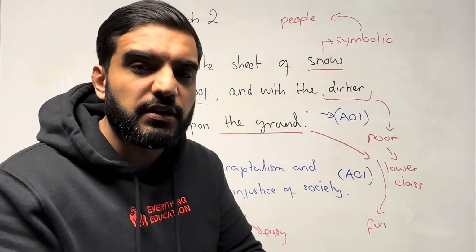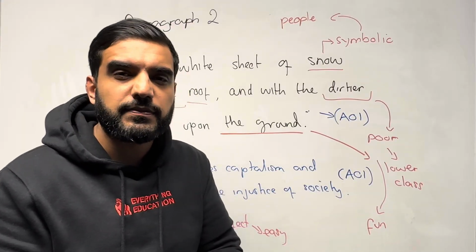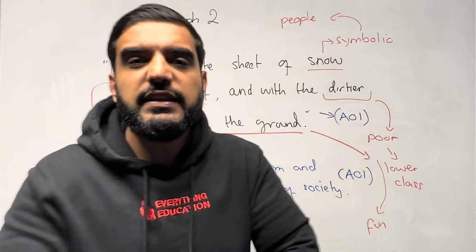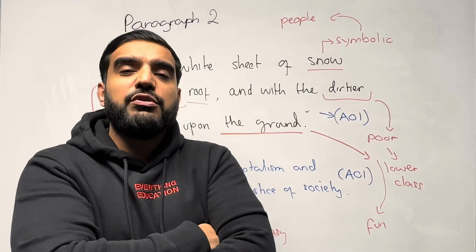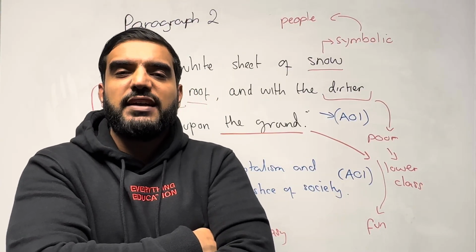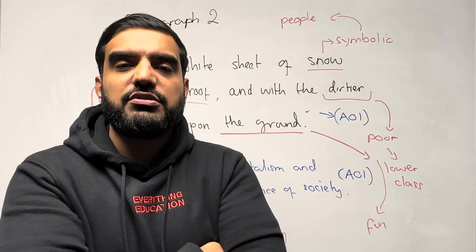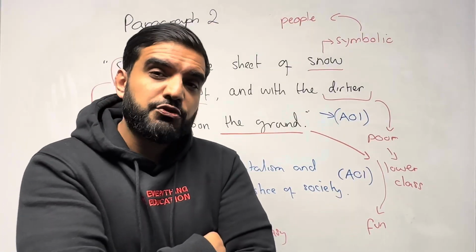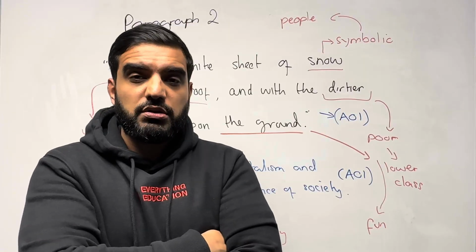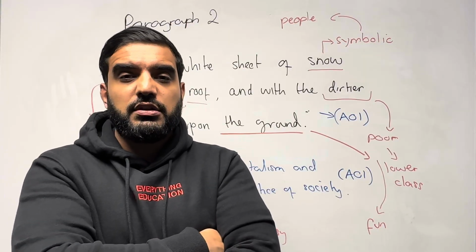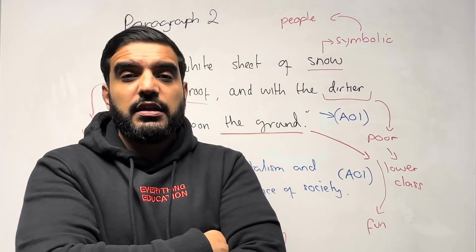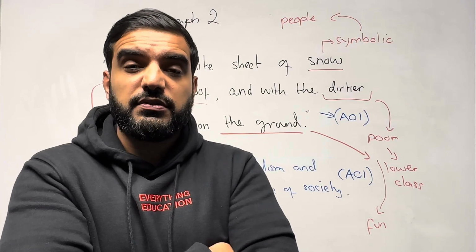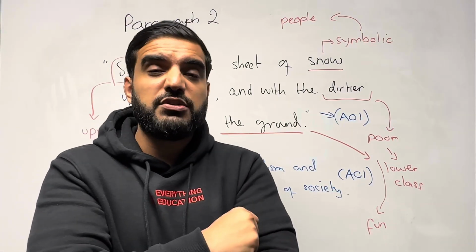Let's take it further and link it to our text. Scrooge, he sits there like the snow upon the roof, rich, nice house, untouched, no problems on the surface. The Cratchit family, poor, struggling for food, struggling for money, have a very, very tough life, just the way the snow on the ground does.